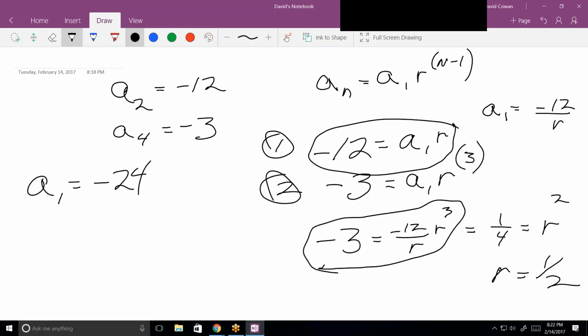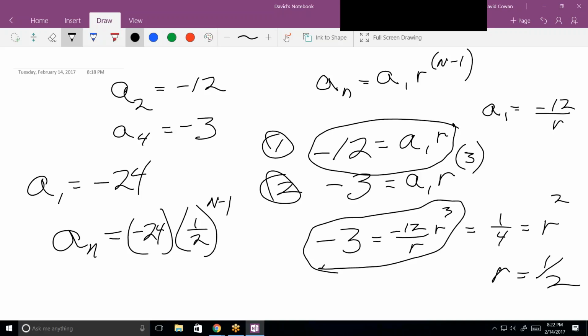Now I know what r is, 1/2, so if I want the specific equation for this sequence, it's going to be a sub n equals a sub 1, which is minus 24, times r, which is 1/2, to the n minus 1.